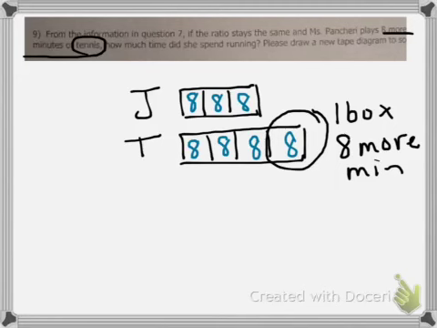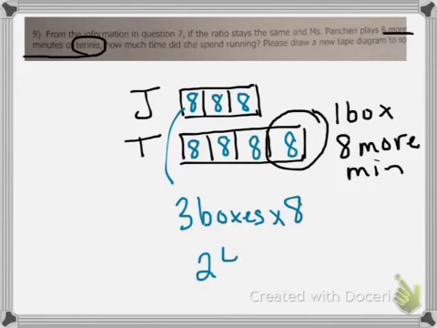To figure out how much time she spent running, we're going to take our 3 boxes and multiply it by the 8 that's inside each box, and that gives us 24 minutes of jogging or running.